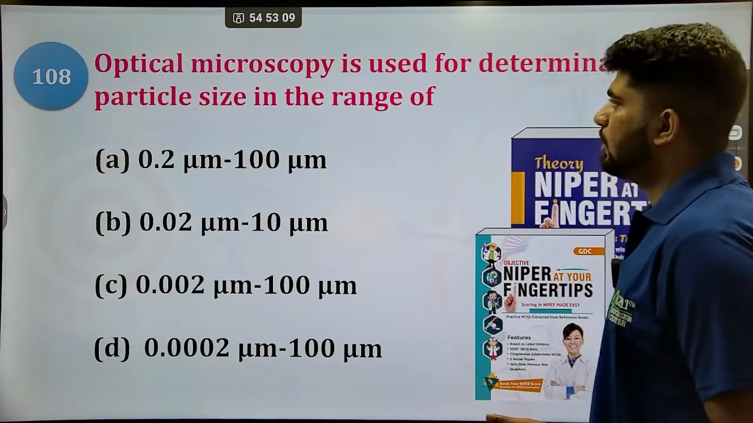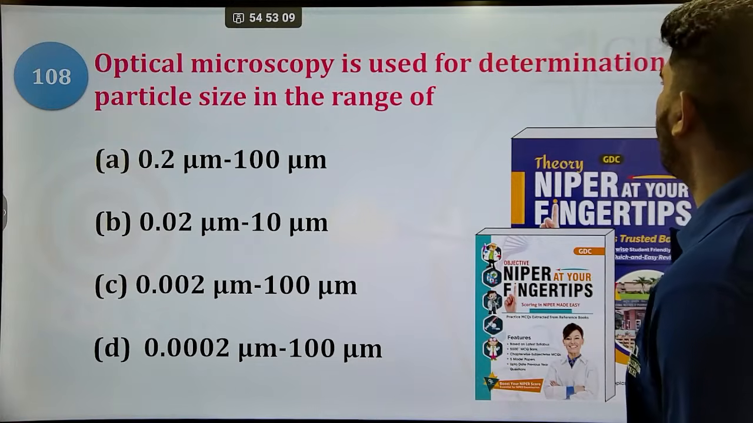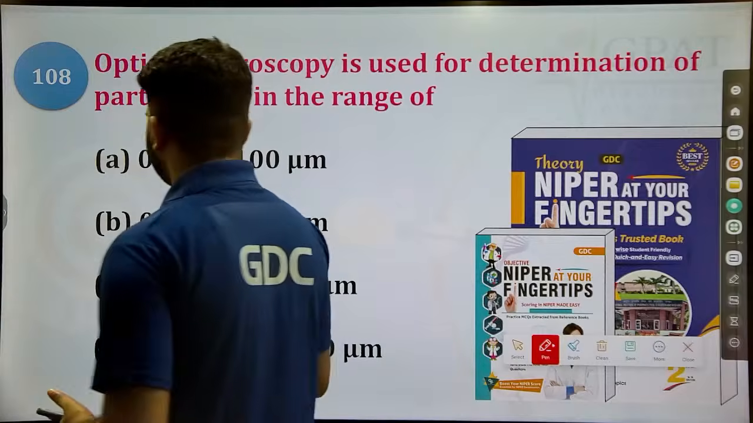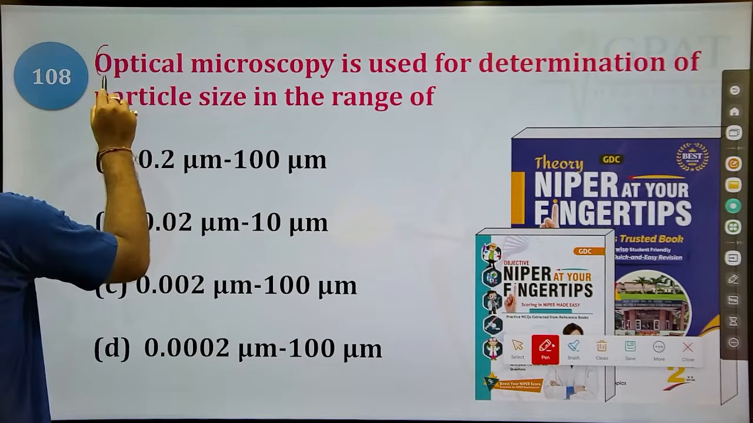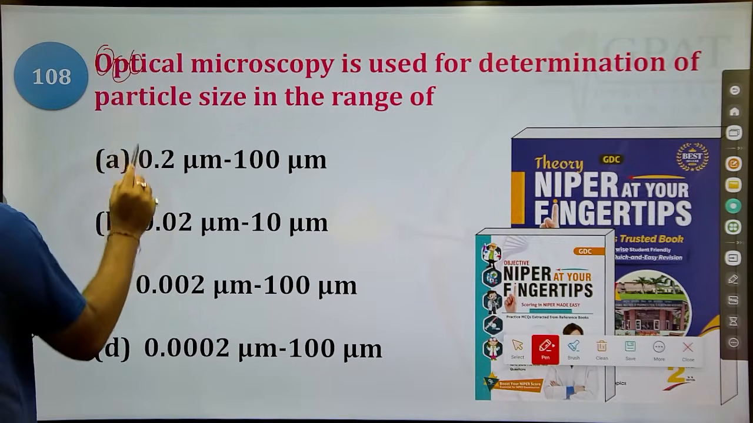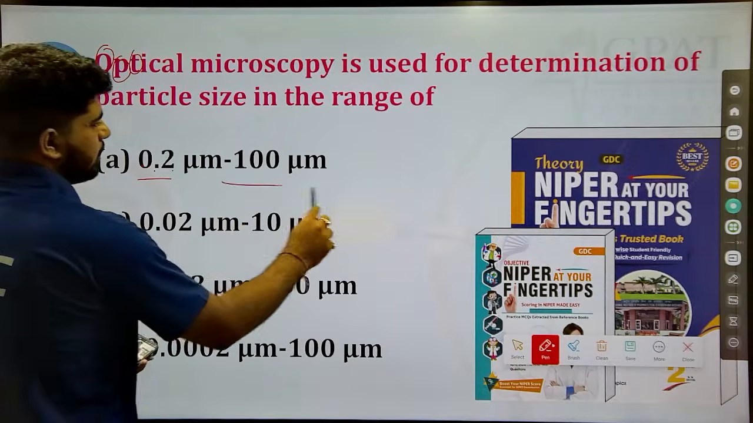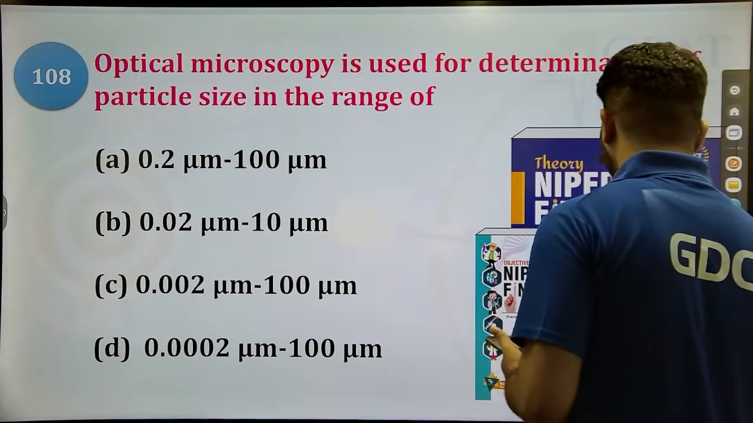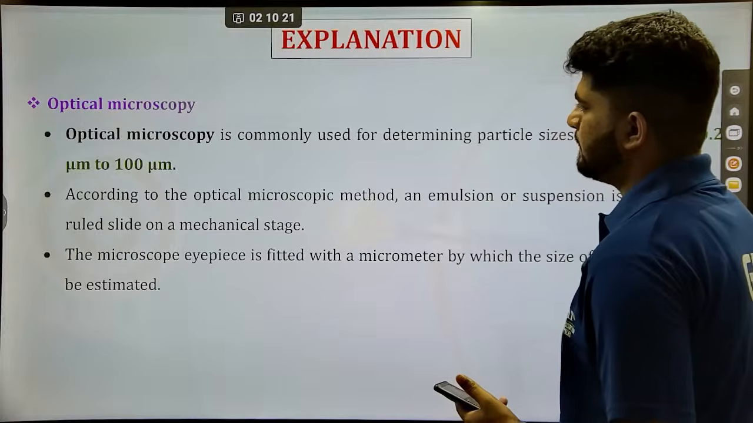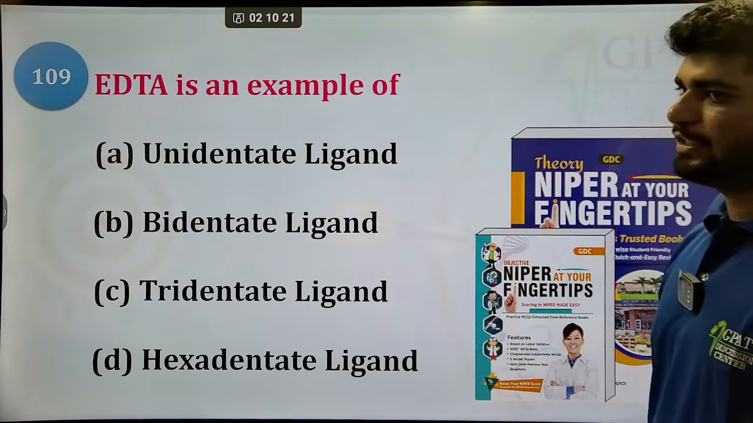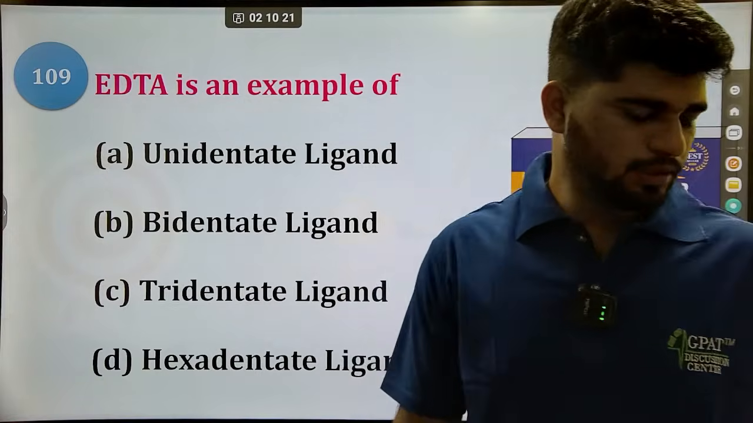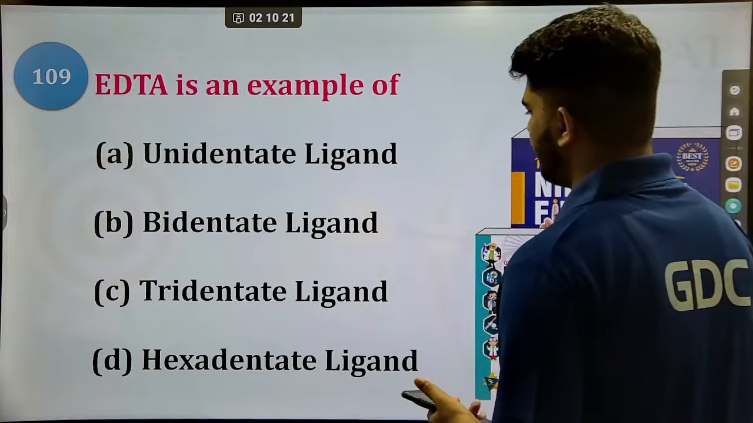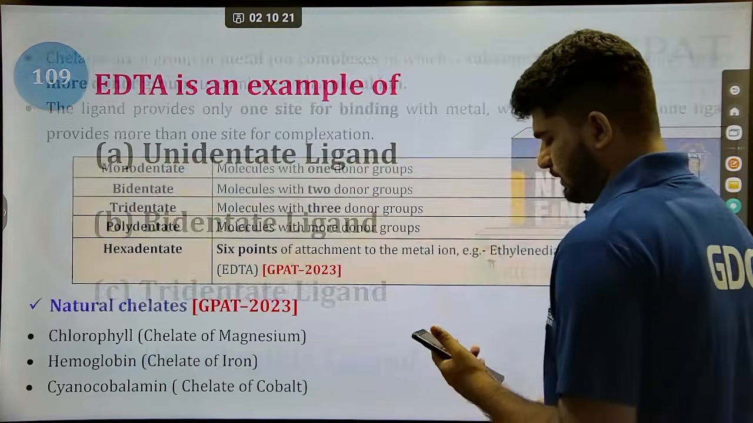Optical microscopy is used for the determination of particle size. The name itself says it. 0.2 micrometer to 100 micrometer, so you have to remember this. Now, EDTA, ethylene diamine tetraacetic acid, is an example of which: unidentate, bidentate, tridentate, or hexadentate? Obviously, that's going to be your hexadentate ligand.